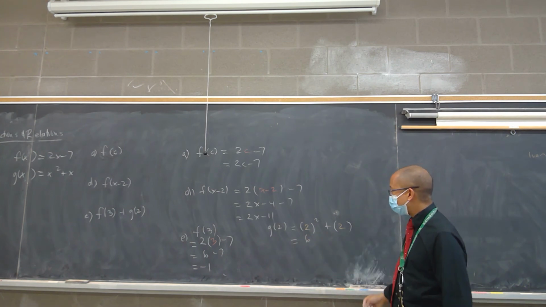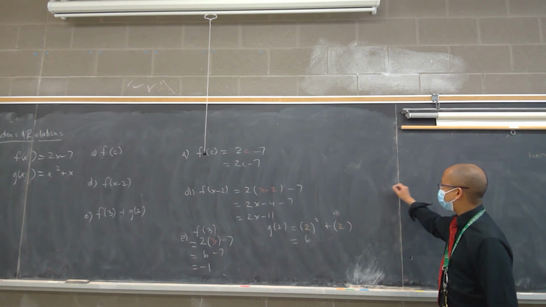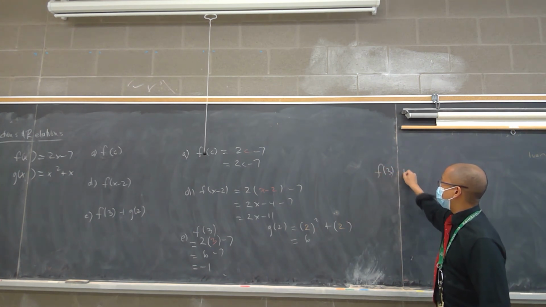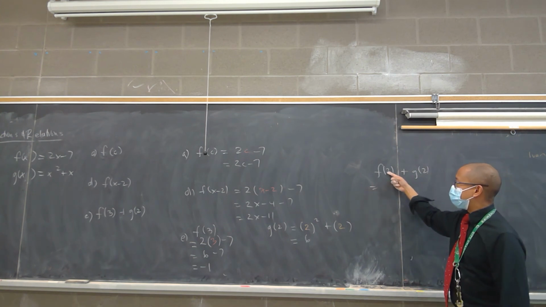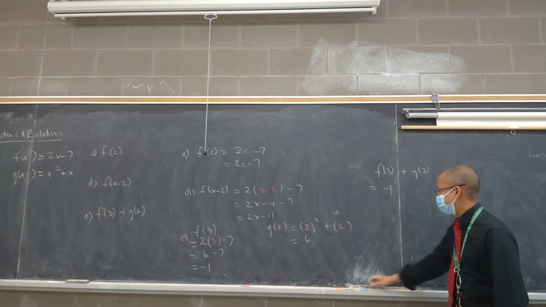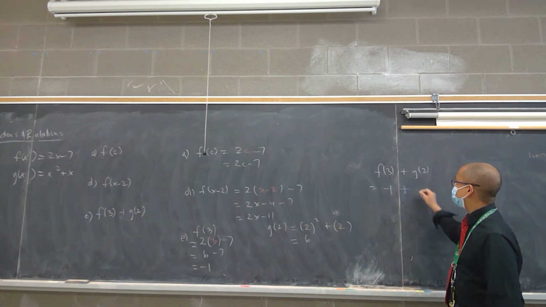And then actually follow what this question is saying. f at 3 plus g at 2. So f at 3 plus g at 2. Hopefully this camera is getting me. Yeah, it is. What is f at 3? That's negative 1. This is a plus sign. And that's 6.